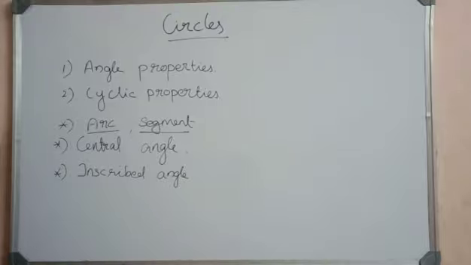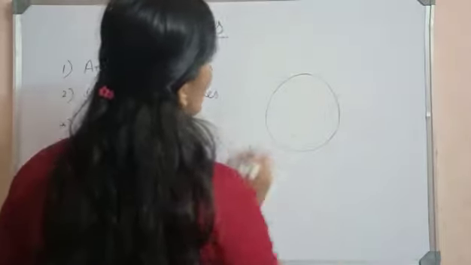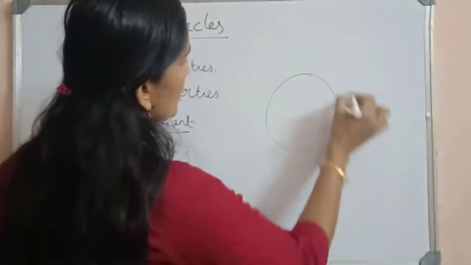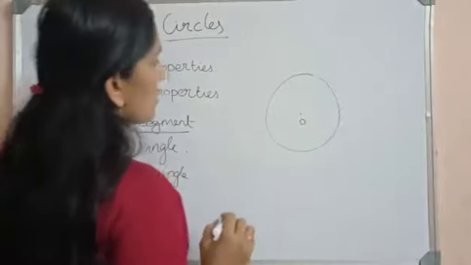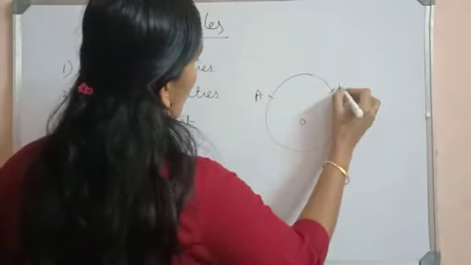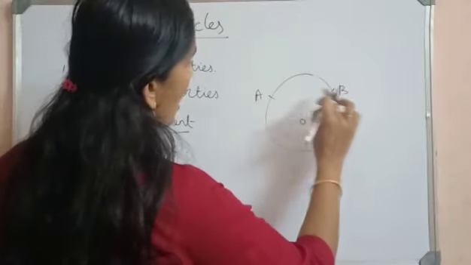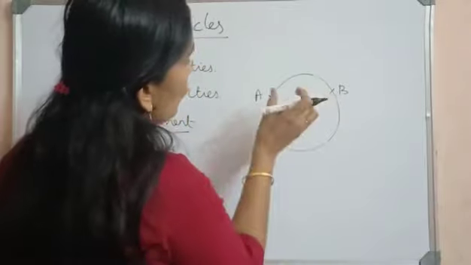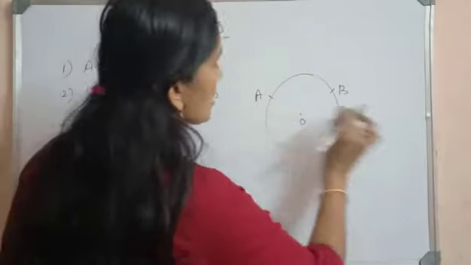What do you mean by an arc? An arc is a part of the circumference of the circle. We know that this is the circumference of the circle and here O is the center of the circle. So any part of this circumference is known as an arc. Here we can say that this is arc AB. And if you consider this arc, it is smaller than the semicircle.